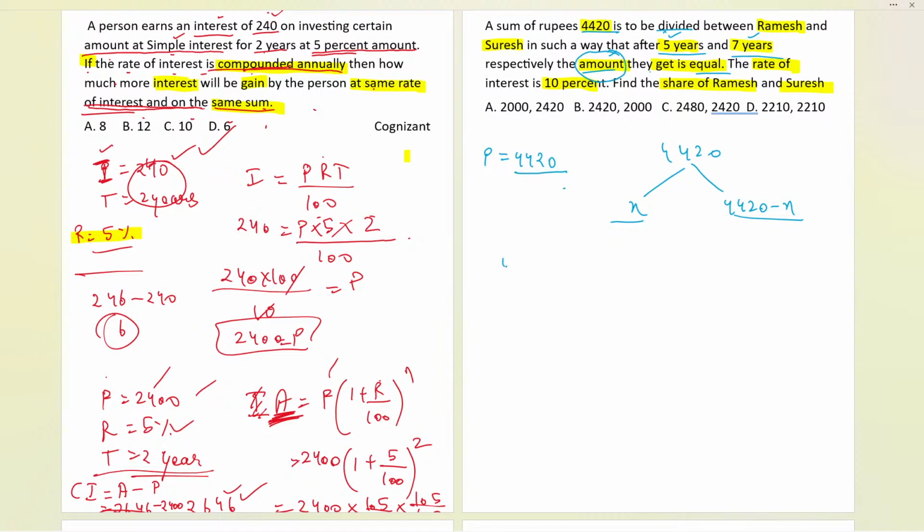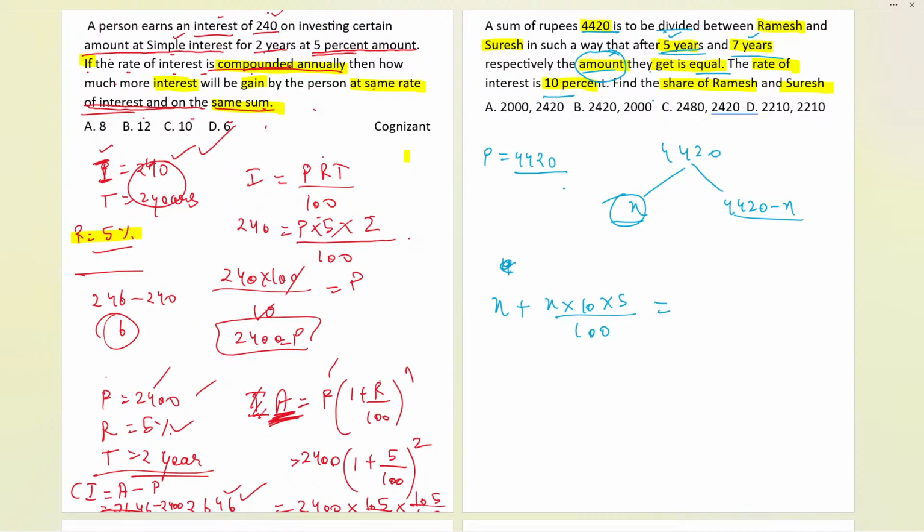This is the principal, x, plus finally we'll be adding the interest into this. Let me tell you, in simple interest, every year the money remains the same. So for 5 years, I'll be writing PRT by 100. So it will be x into rate, which is 10%, given over here, and time is 5 years, divided by 100.